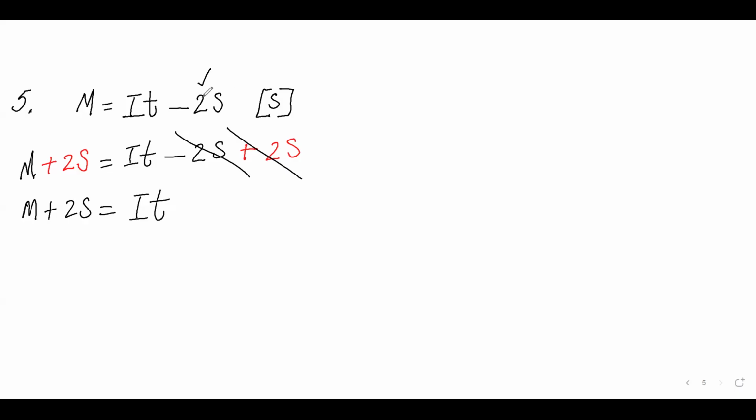So you're going to take the 2S and bring it on the left-hand side, making it positive 2S, as you see it in red. So now you'll have M plus 2S equal to IT. Remember, we are finding for S, people. We are finding for S.